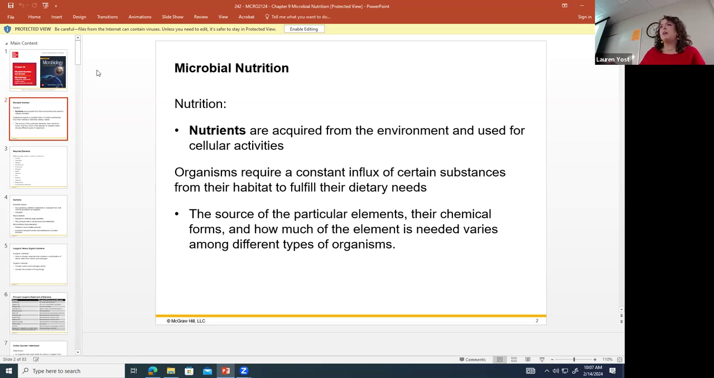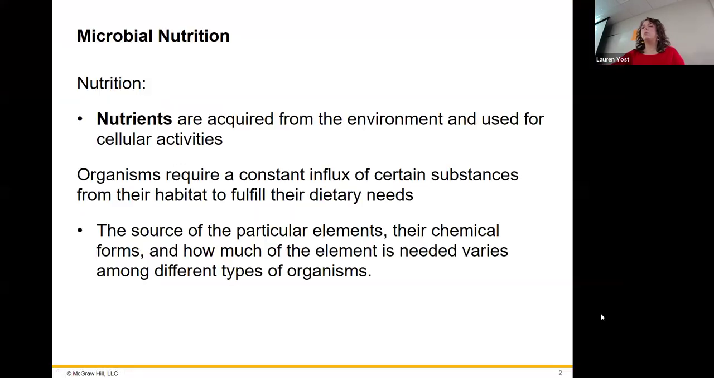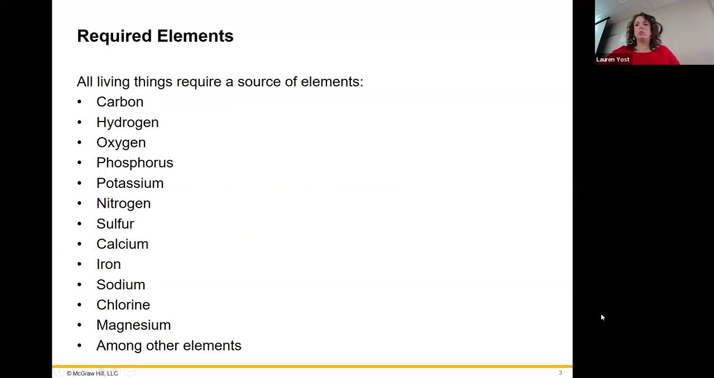So nutrient, that term is defined as anything acquired from your environment and used for your cellular activities. You need nutrients in order to build your cells and have your actual cell be able to replicate and everything like that, the functions of the cell. That's what I'm trying to say.